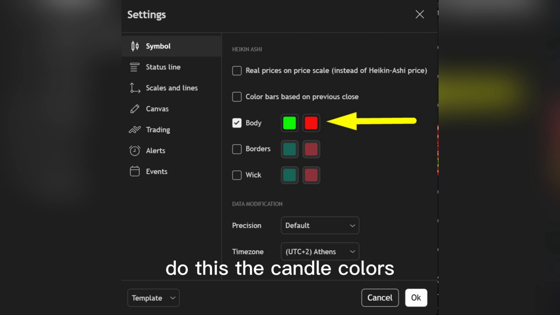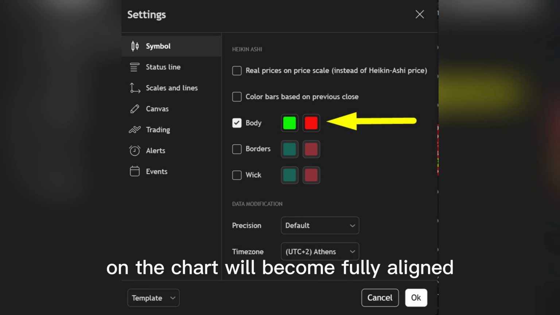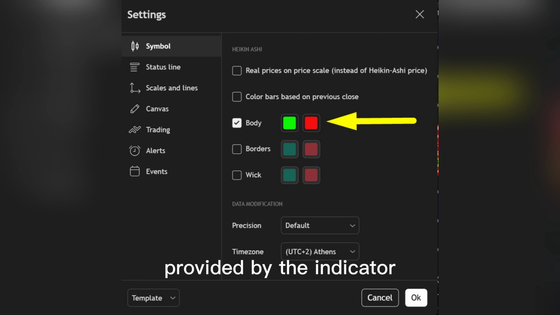When you do this, the candle colors on the chart will become fully aligned with the trend direction provided by the indicator. You will obtain a clean and professional appearance integrated with the signals, and you will achieve exactly the same visual quality as the examples shown in the videos.